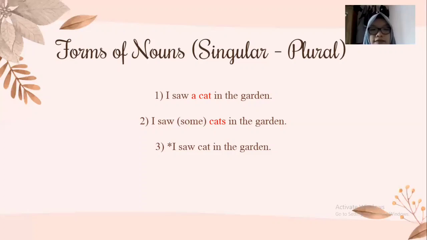Okay, this is an example. I saw a cat in the garden. A cat is singular. I saw some cats in the garden. Cats, with the suffix s, is plural. And then next, I saw cat in the garden. I think the best we can do to express the intended content of this is to use a circumlocution like one or more cats, or at least one cat.